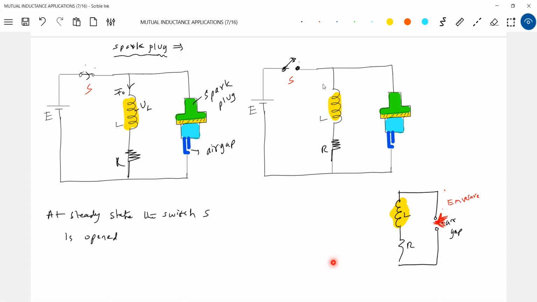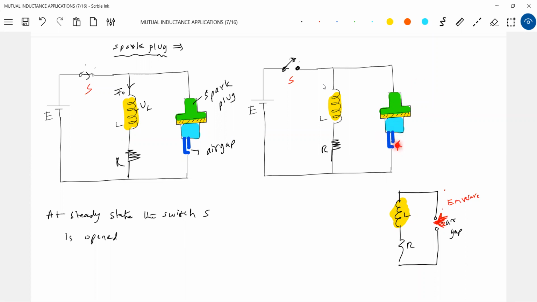So next time when you visit the vehicle repair shop, you should be alert in watching this particular thing. There's an air gap where the spark will be generated. From here, one side will lead to petrol, and the other will lead to oxygen. Let's not bother about the construction of the spark plug.